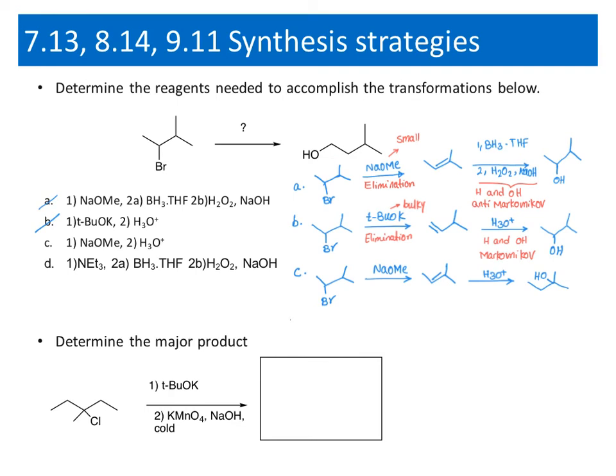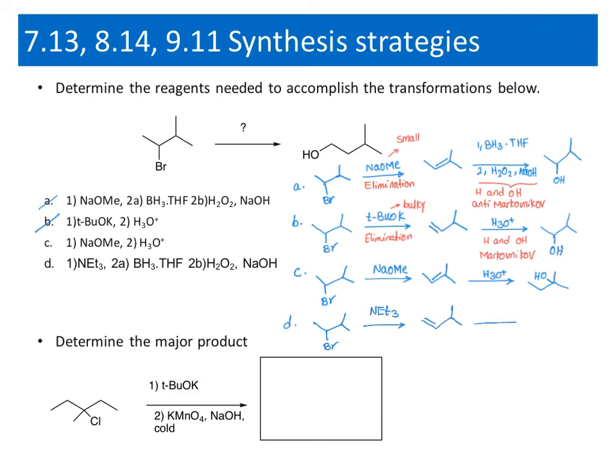Now option D. So we are using triethylamine. If you remember, this is the abbreviation for triethylamine, and triethylamine was also a bulky base. So we are going to form the Hofmann product again.